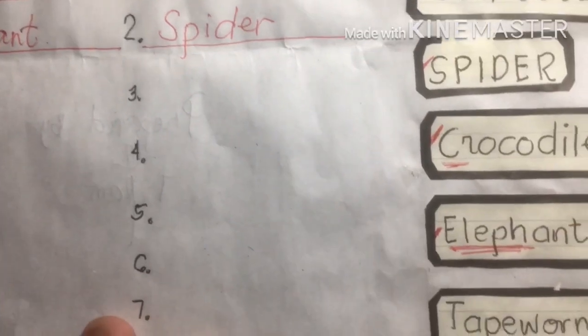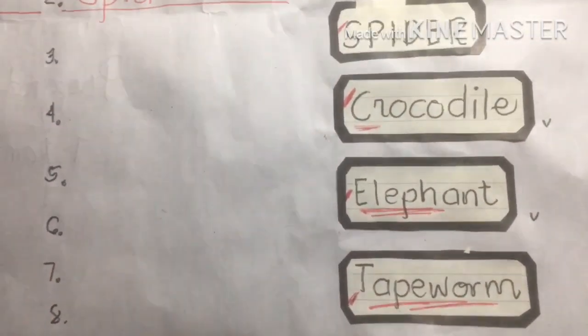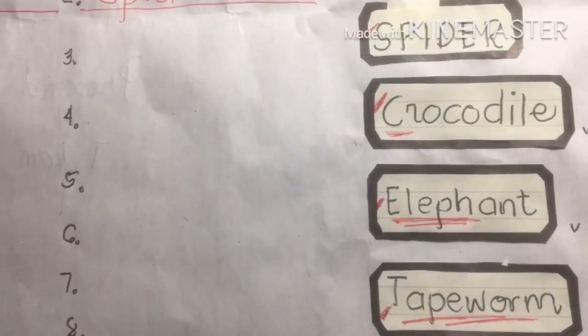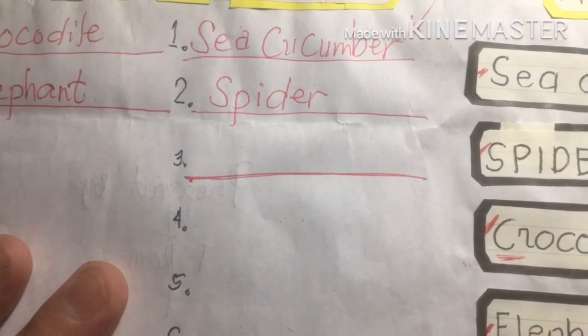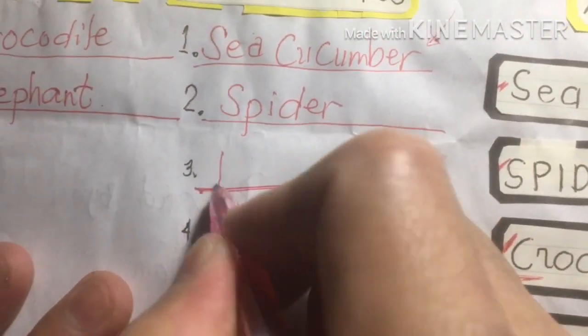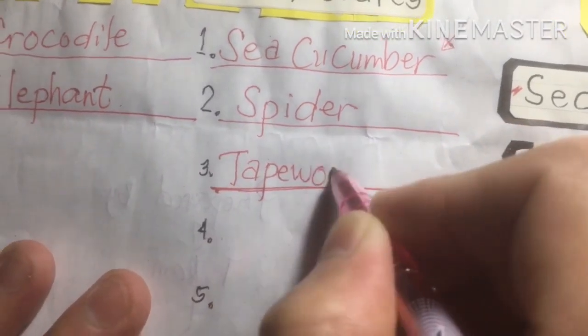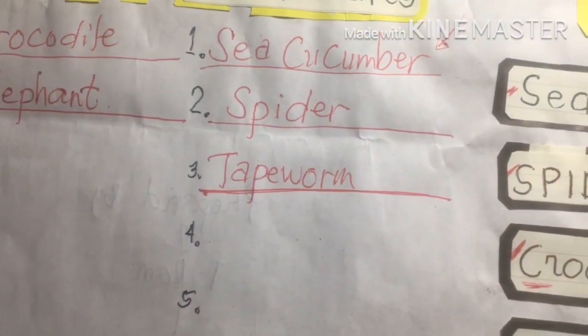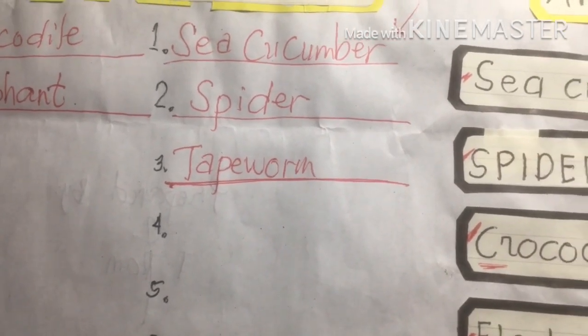Next is tapeworm. Where does tapeworm belong? Invertebrates or vertebrates? It's obviously invertebrates. So we're going to write here tapeworm. Okay, so is it clear, my dear viewers, for our first activity?